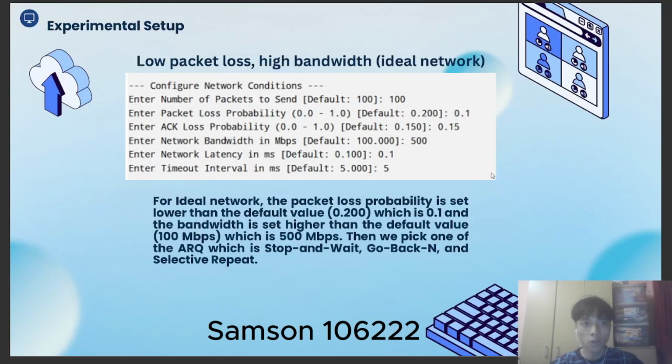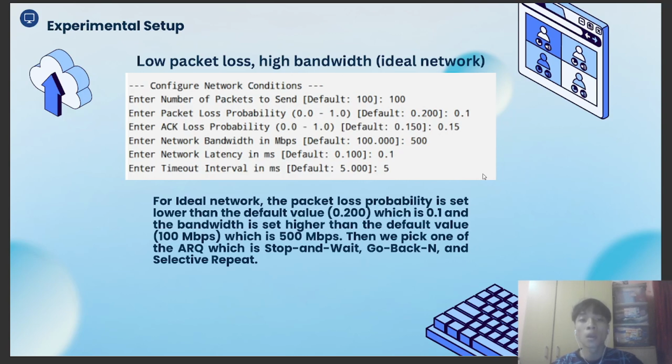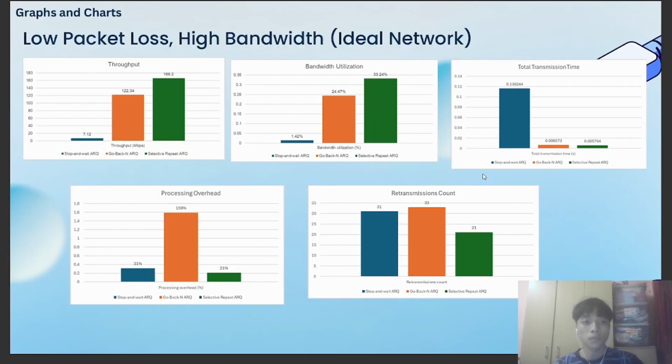Next, we move on to the experimental setup for low packet loss, high bandwidth. For this ideal network, the packet loss probability is set lower than the default value, which is 0.1, and the bandwidth is set higher than the default value, which is 500 Mbps. Then we pick one of the ARQ protocols: stop and wait, go back N, and selective repeat. These are the charts for the results from different scenarios.